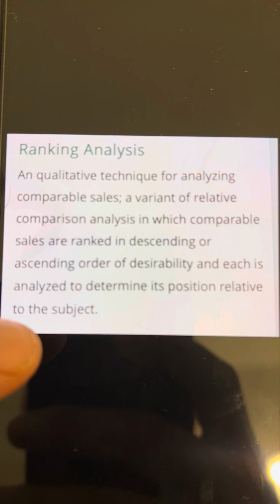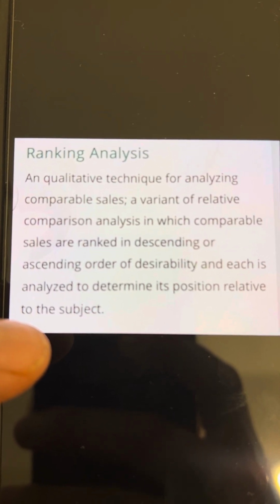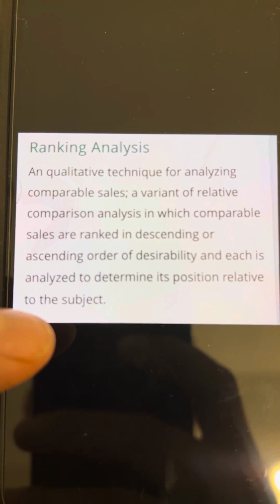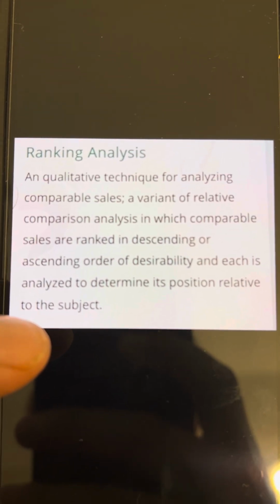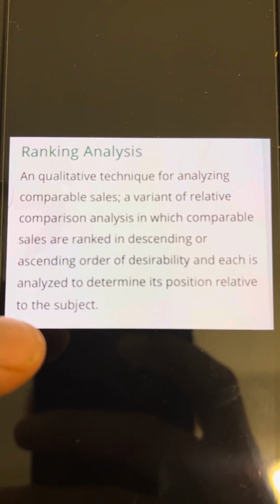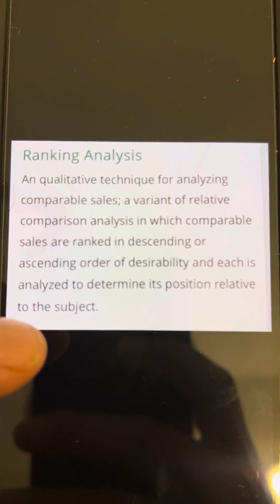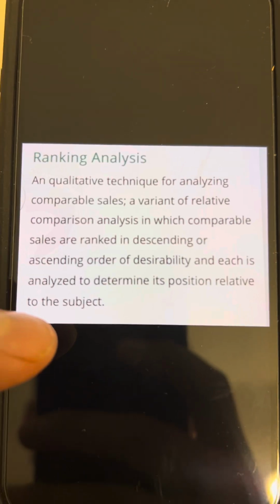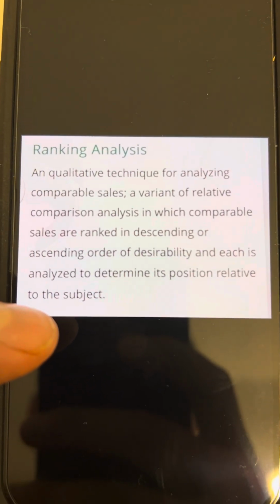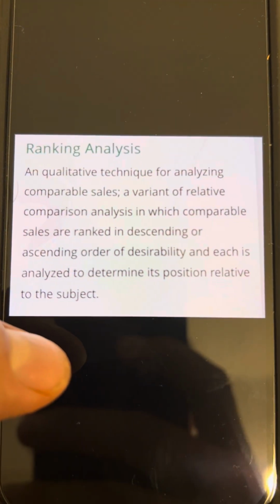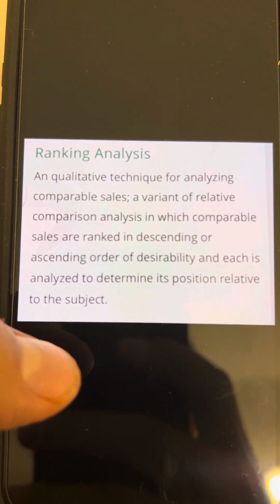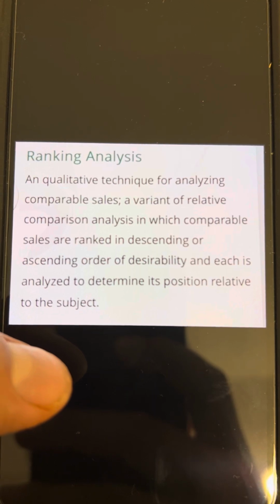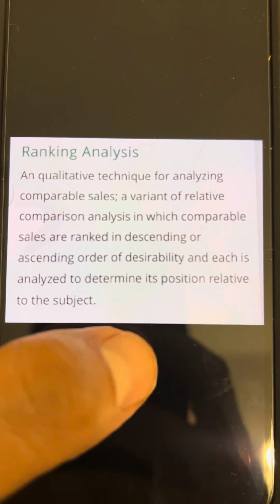Number 4, a qualitative technique for analyzing comparable sales, a variant of relative comparison analysis in which comparable sales are ranked in descending or ascending order of desirability, and each is analyzed to determine its position relative to the subject. The answer is ranking analysis.